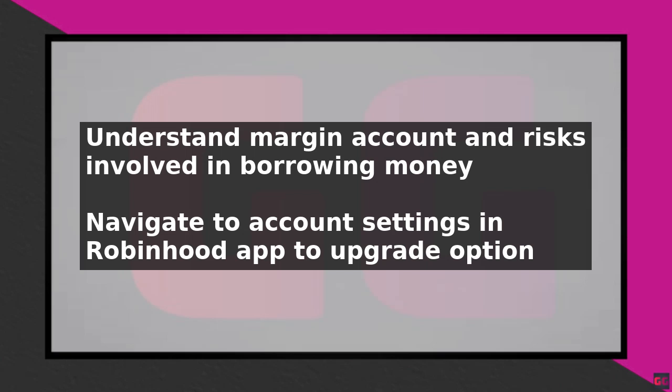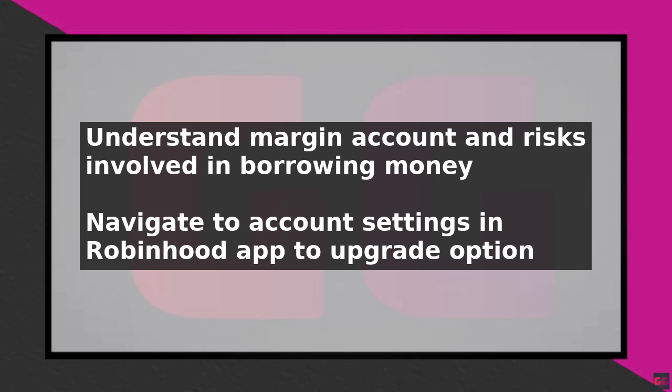Step 1 is to open the Robinhood app and navigate to the account settings. This is typically found in the menu or profile section of the app. Once you are in the account settings, look for the option to upgrade to a margin account.